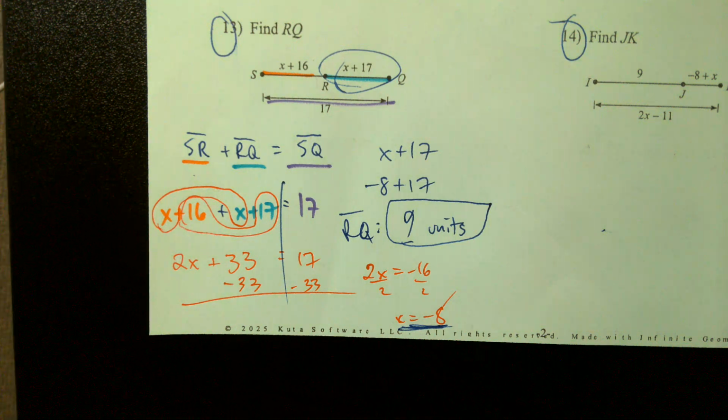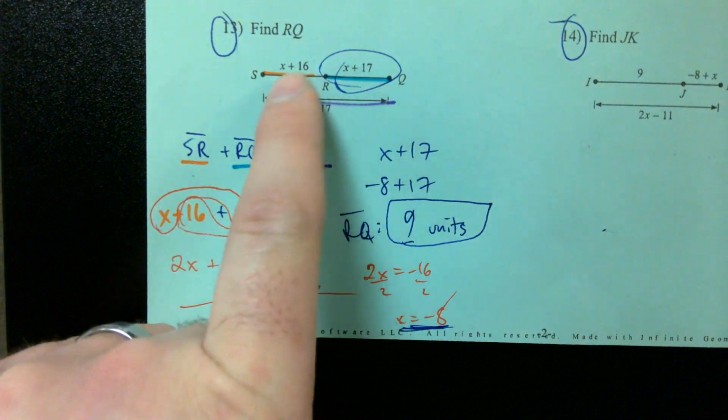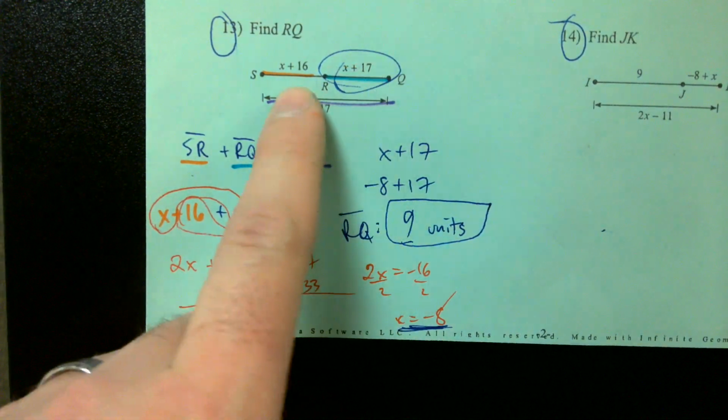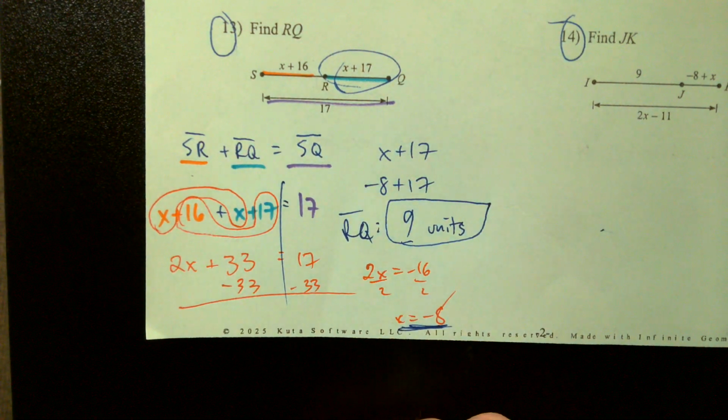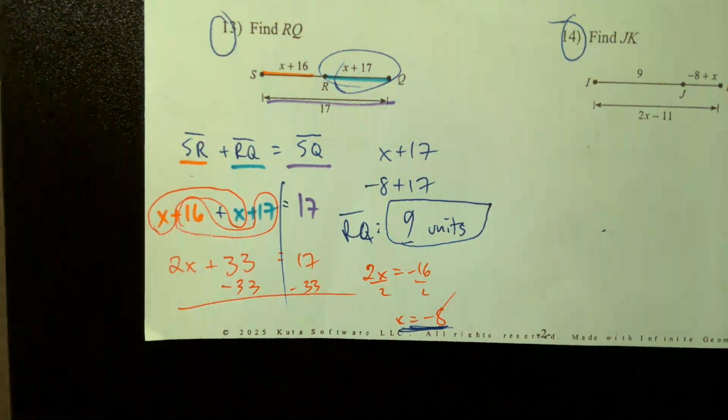If RQ is 9 units, how long is SR? 8 units. Do 9 and 8 make 17? Yeah. We can see by these expressions that RQ is going to be one more unit longer, because it's x plus 17 compared to x plus 16. And that's why they look congruent, because they're only one tiny unit off.